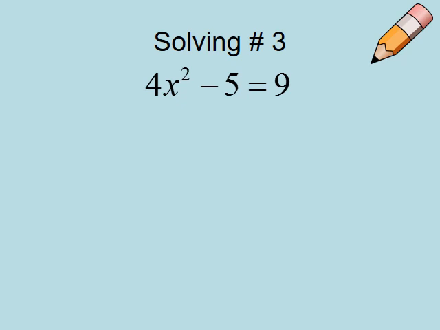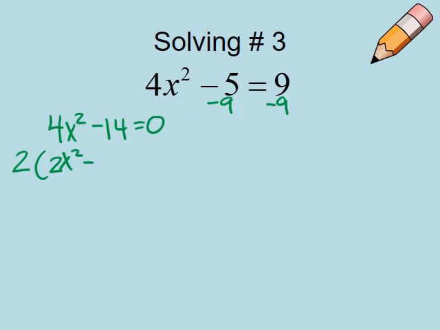Let's take a look at another example. I'm going to subtract 9 from both sides so that I can set this equation equal to 0. Again, I have a GCF. I can divide out a 2. And if I check, I cannot do the difference of squares because I cannot square root 2 and I cannot square root 7 to get a perfect square.